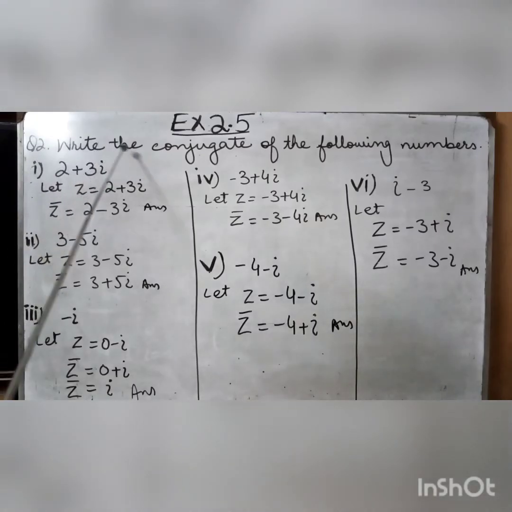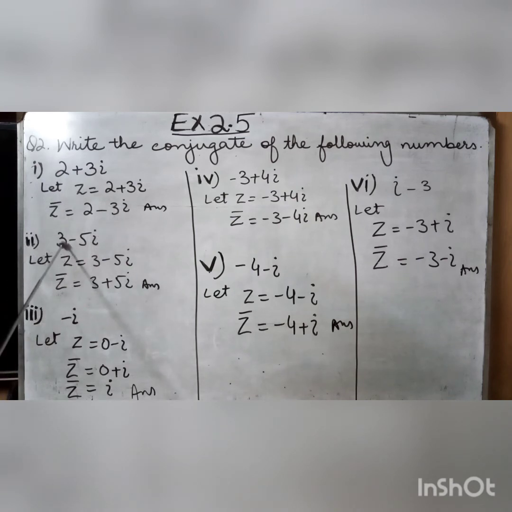Question number 2. Write the conjugate of the following numbers. First part, 2 plus 3 iota. Let z is equal to 2 plus 3 iota. Recall the definition of conjugate, in which the sign of the imaginary part of the complex number is changed. Therefore z bar, the conjugate of z, is equal to 2 minus 3 iota.